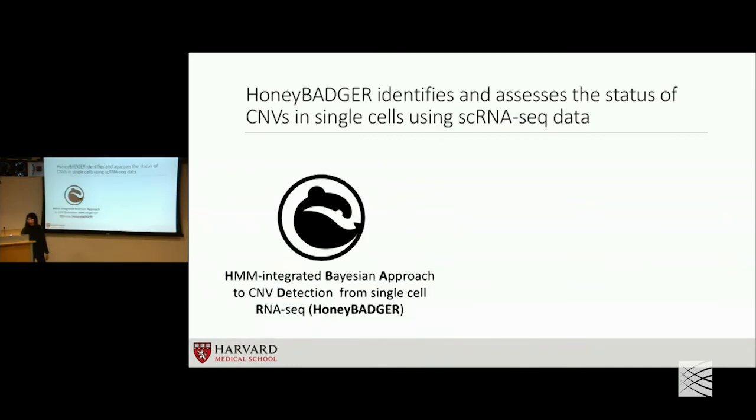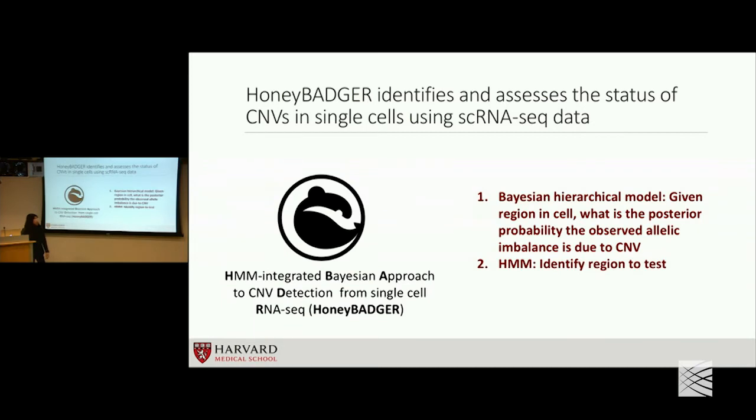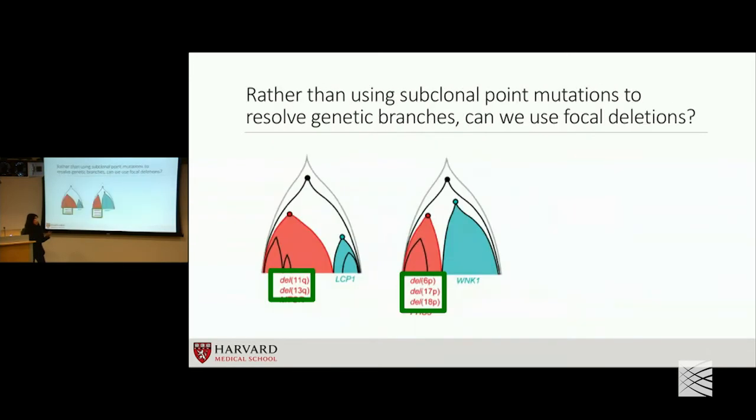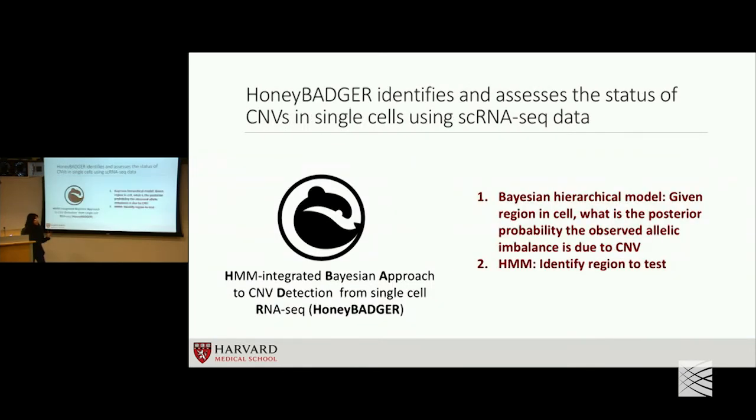So in order to quantify this observation, we developed an HMM-integrated Bayesian approach to detect copy number variation changes from single cell RNA-seq data. I call it Honey Badger. The purpose of Honey Badger is to use a Bayesian hierarchical model that says, given a region and given the allele observations and the allelic imbalance, what is the posterior probability that there is actually a deletion or LOH in this cell, given our observations. And then the HMM part is to try to identify the regions that are potentially impacted by these deletions to test in the first place.